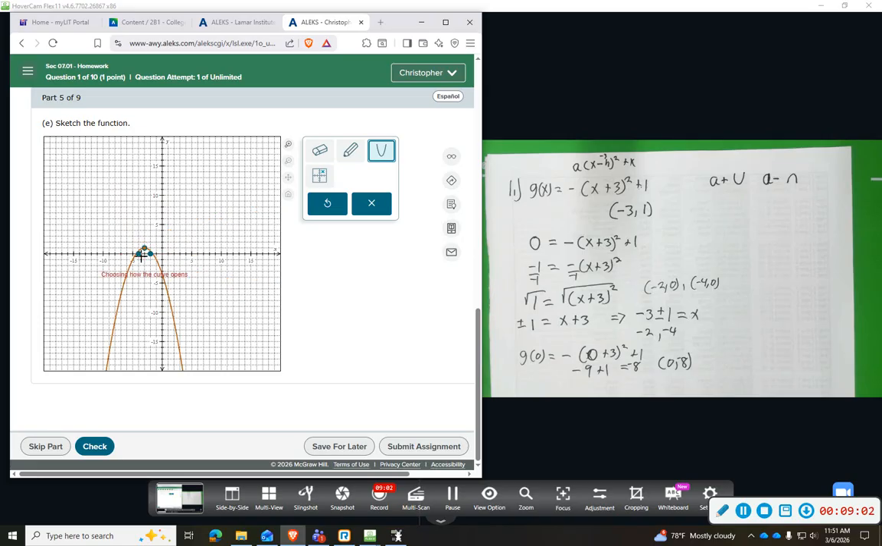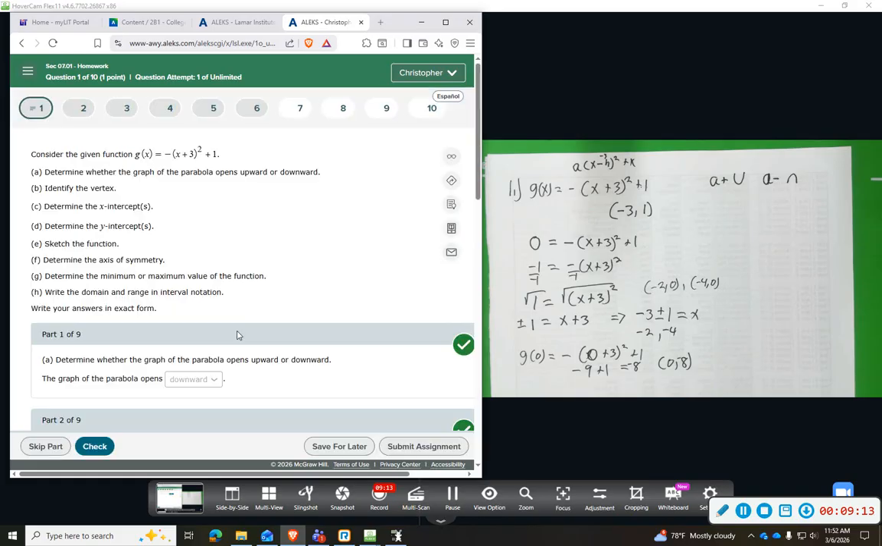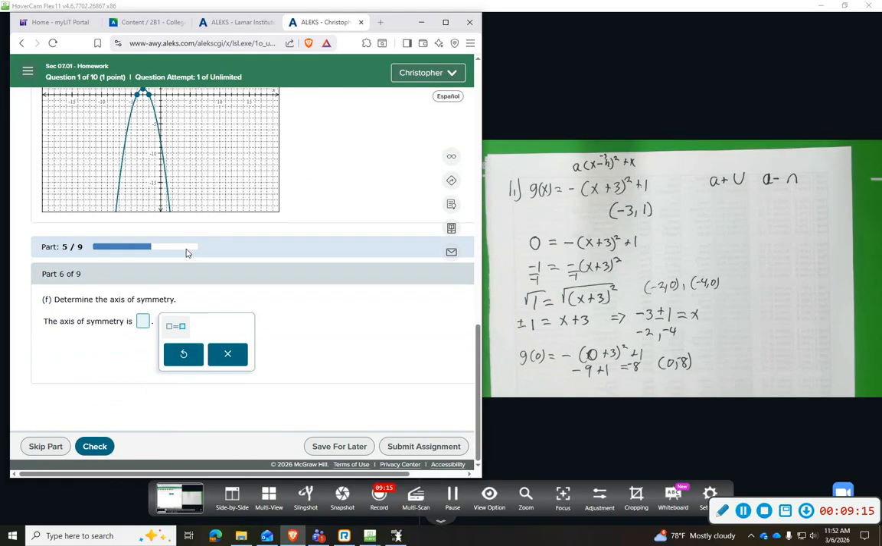Plot the vertex, up and down, and then put in one other point, and it'll draw it for you, and then we just check. So we're good there. Determine the axis of symmetry.